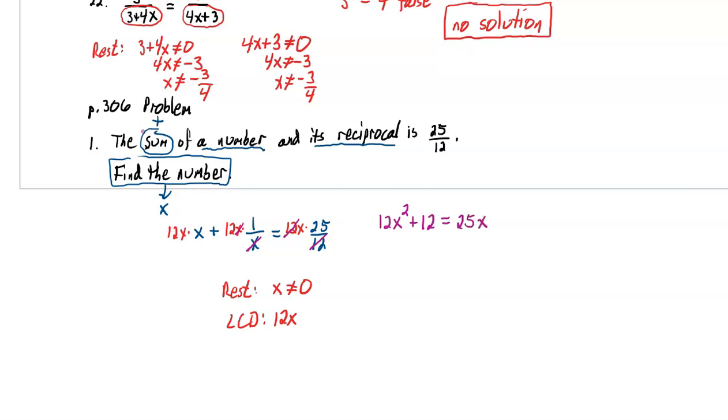This is a quadratic equation because it has an exponent of 2. So the technique is to put it in standard form. Get a 0 on the right side. That can be done by subtracting the 25x. Now factor the trinomial with two sets of parentheses.